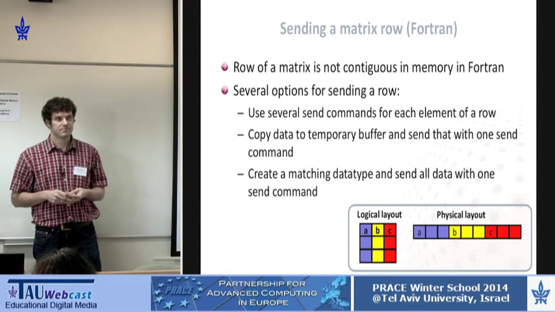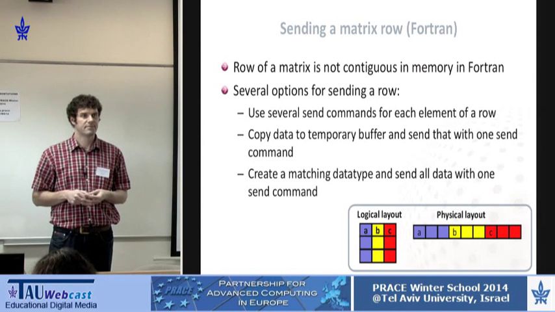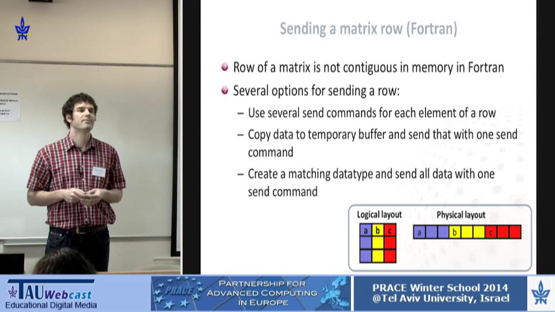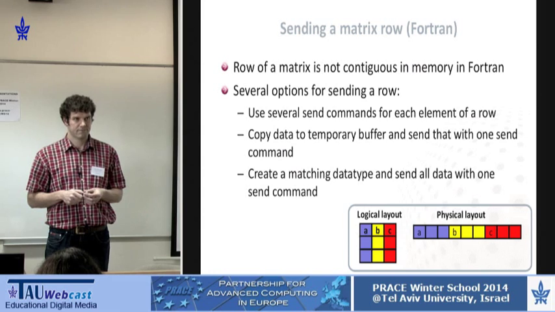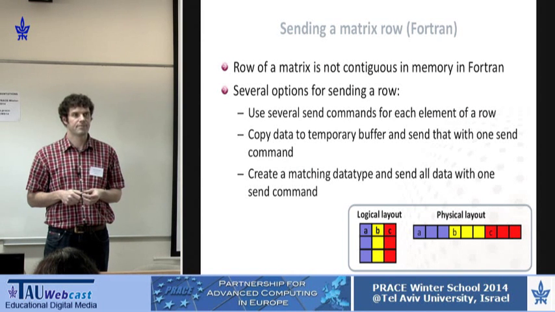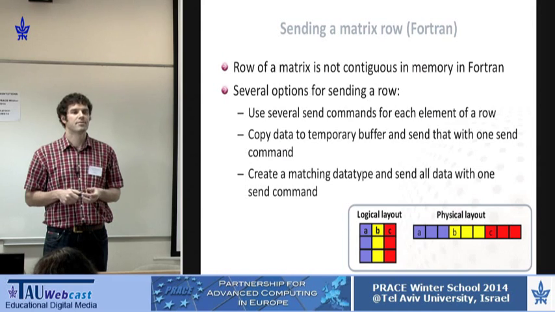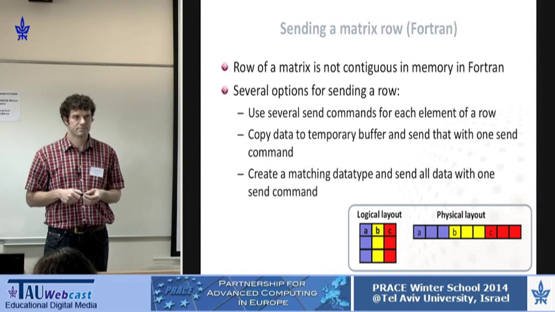Yes? Sorry, why is it more efficient to copy the A, B, C, which are not contiguous, to another array which is contiguous, and to send it? Because the copy you have to do with a stride in any case. So what is the advantage of copying it to another? I would say there is really none.